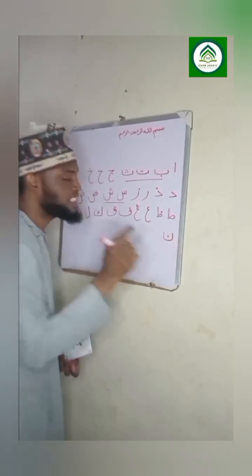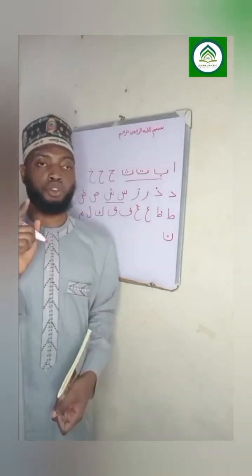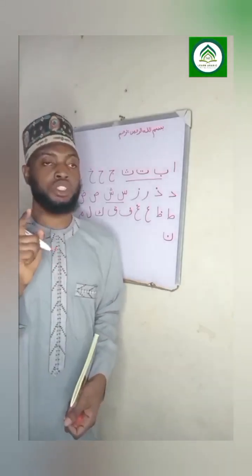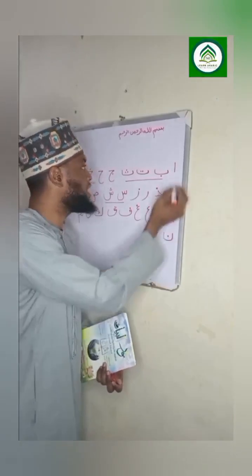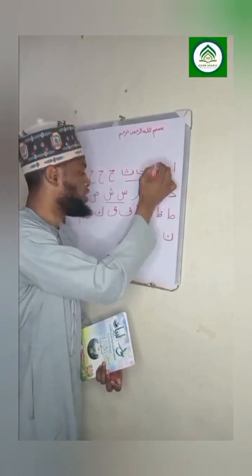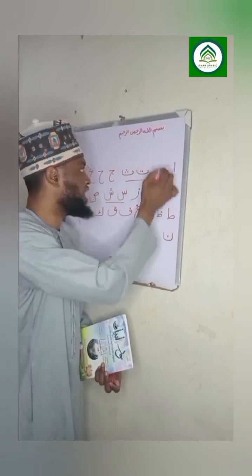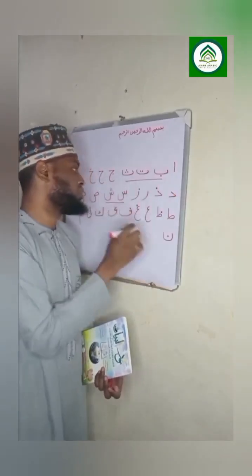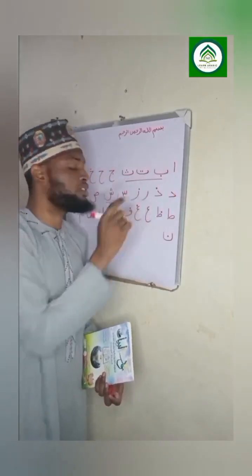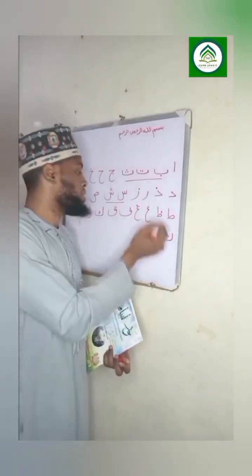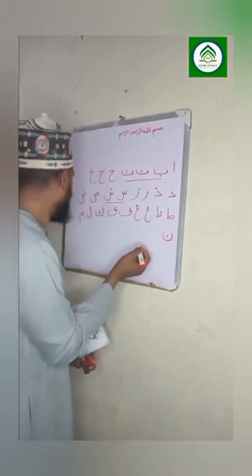The next letter is called Noon. It has one dot. Noon. You can see it looks similar to this one, Ba. The only difference is that this one has one dot on top of it and this one has one dot under it. So they are different in written form and also in pronunciation. So, Noon.